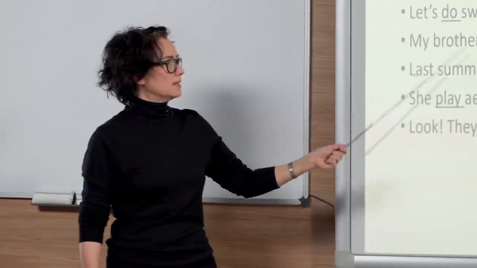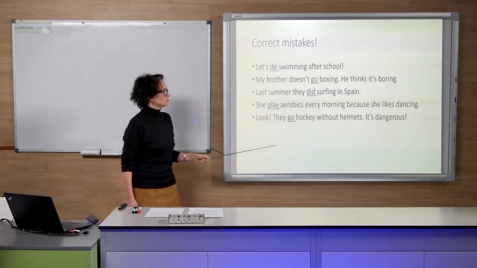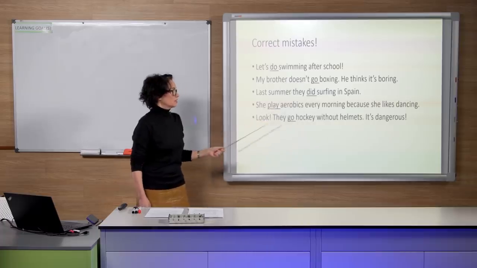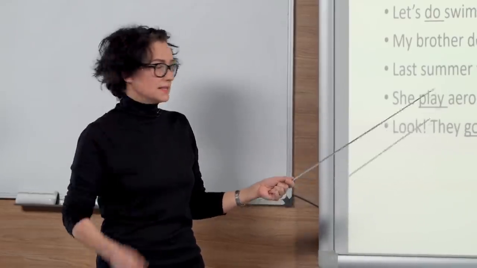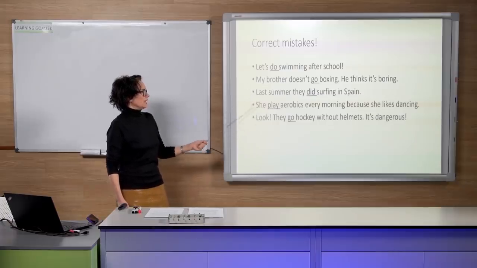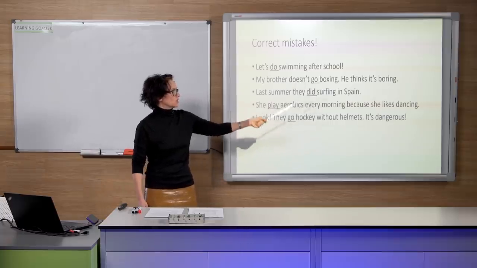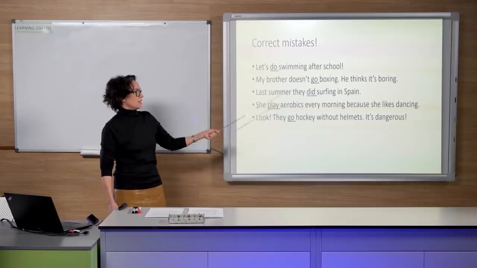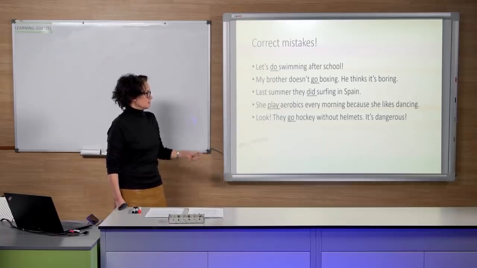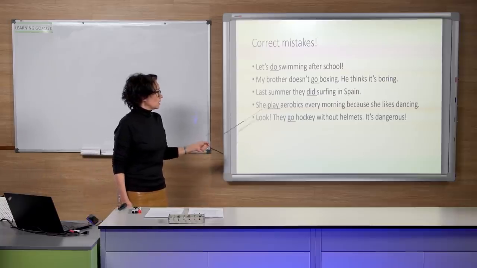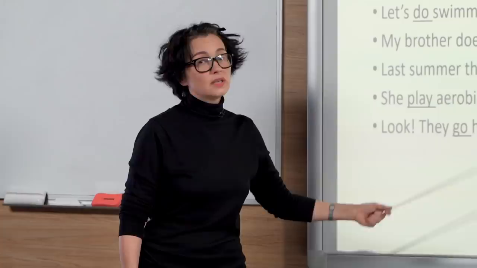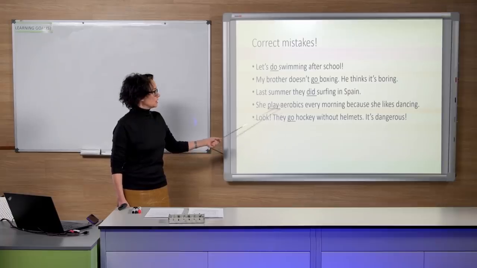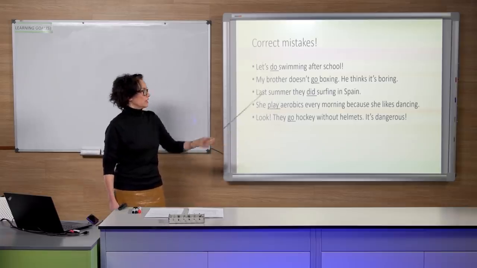Next. Last summer they did surfing in Spain. What should we fill in here? Yes, went surfing. Because it was last summer, past. Next, she play aerobics every morning because she likes dancing. What is mistake? She does aerobic every morning. Yes, you're right. She does. And the last one, look, they go hockey without helmets. It's dangerous. What is mistake? What we should put in? They play hockey. Yes, you're right.